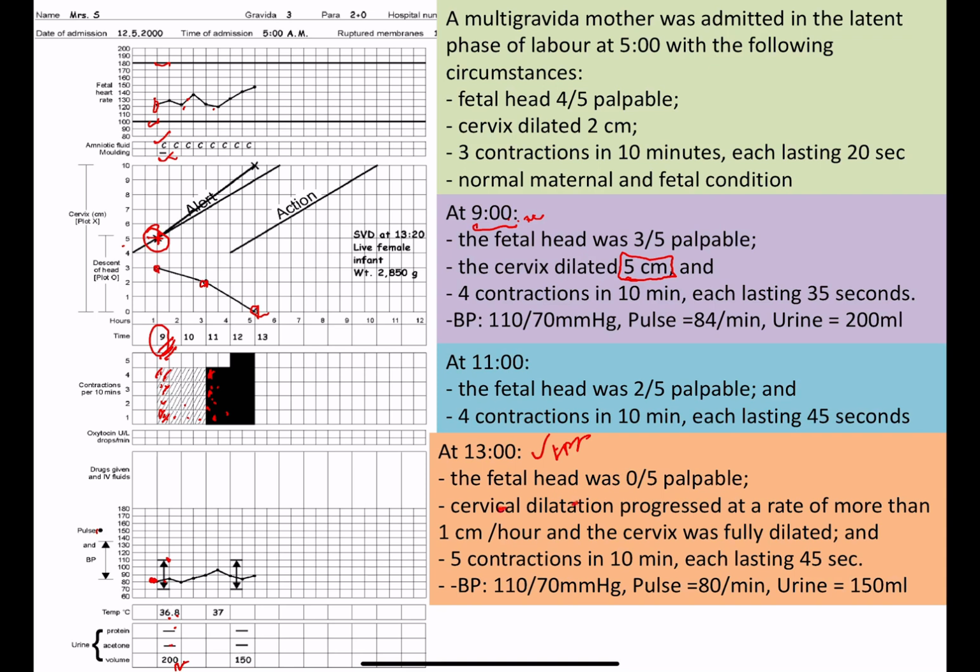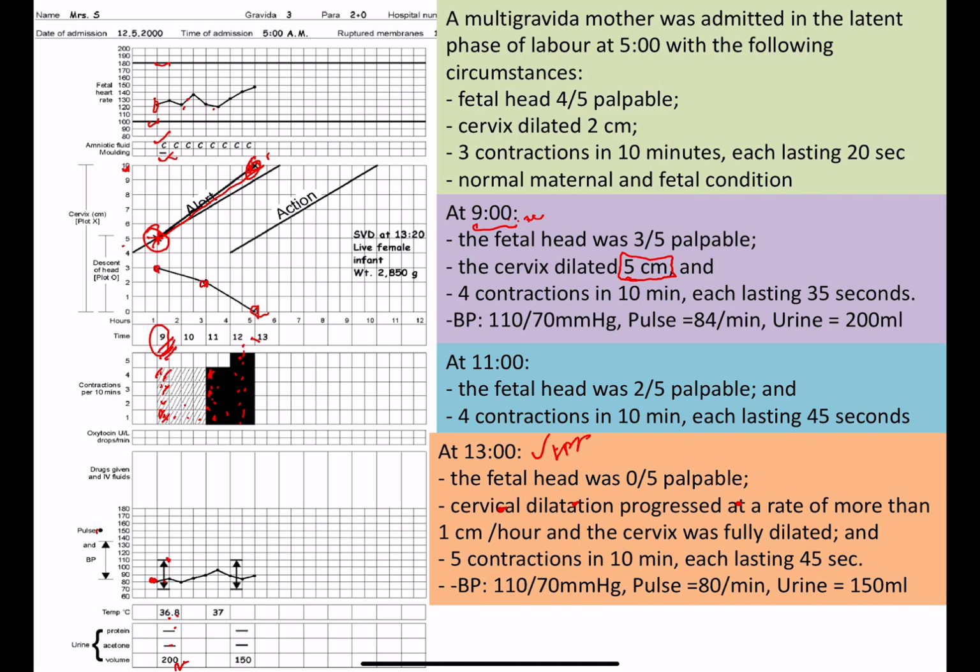And the cervical dilatation progressed at the rate of more than 1 centimeter per hour, and the cervix was fully dilated. You can see at 1, the cervix is fully dilated. It's 10 centimeter. You can see the cervix is fully dilated over there, and there were 5 uterine contractions. It became stronger, and each one was lasting for more than 45 seconds. So that is the strongest uterine contraction.